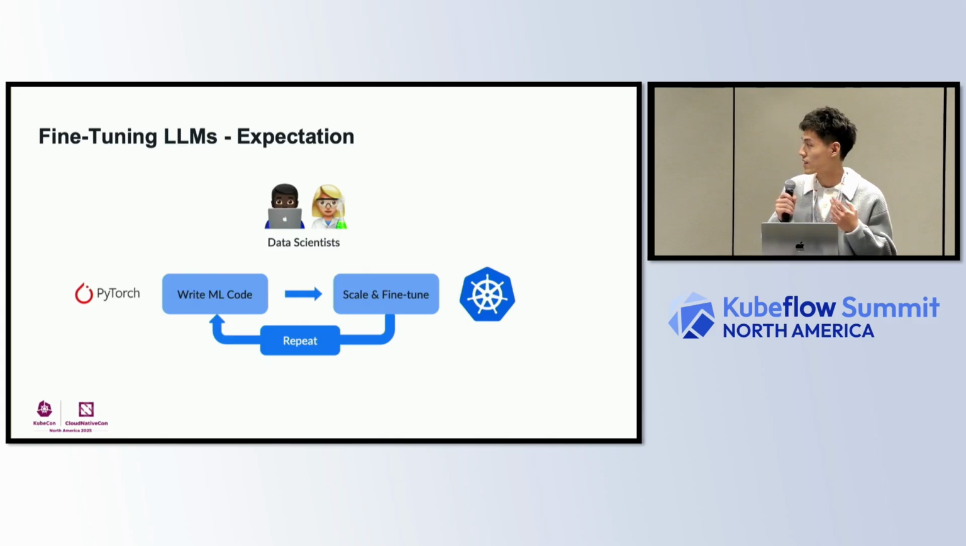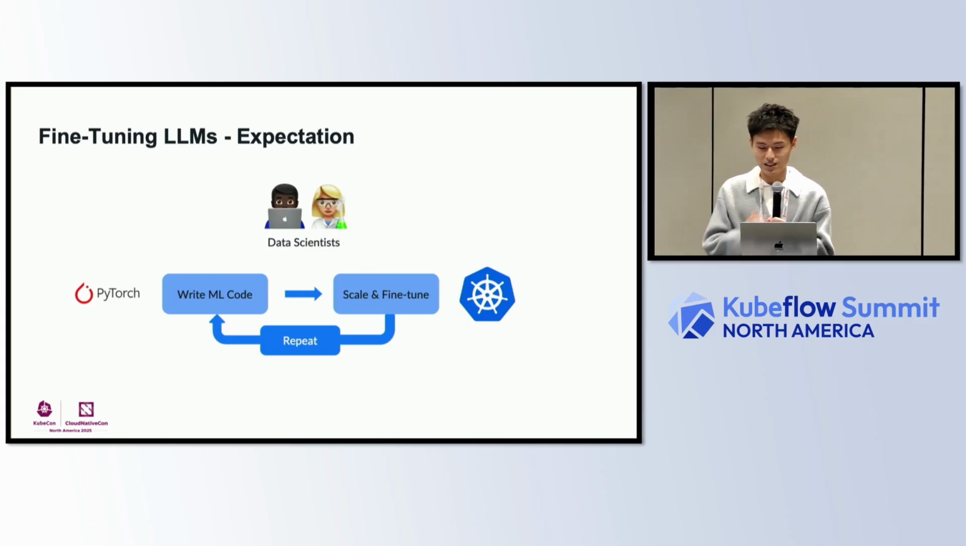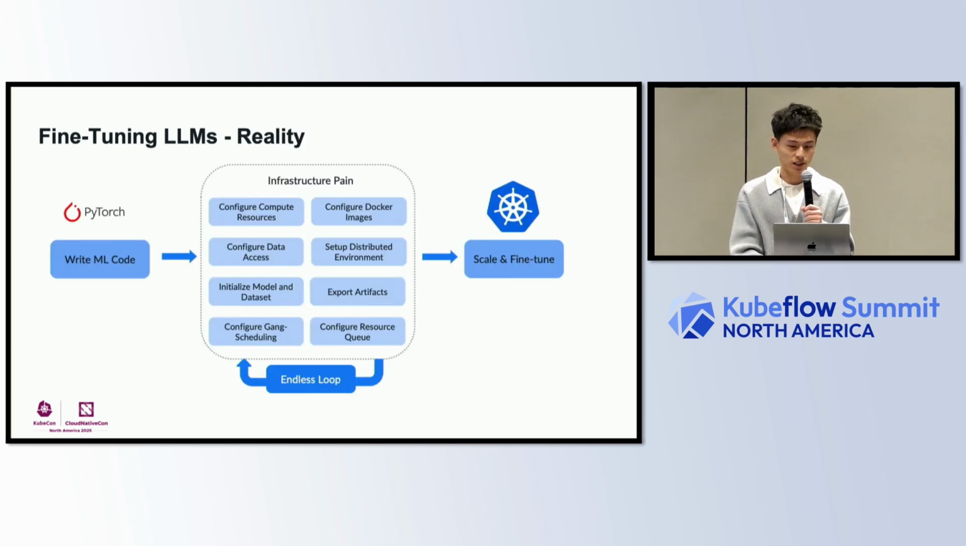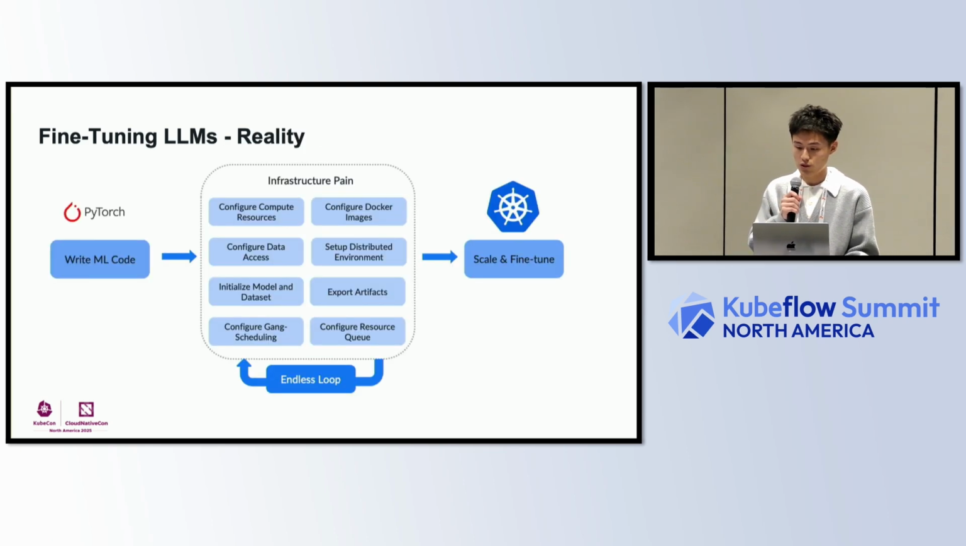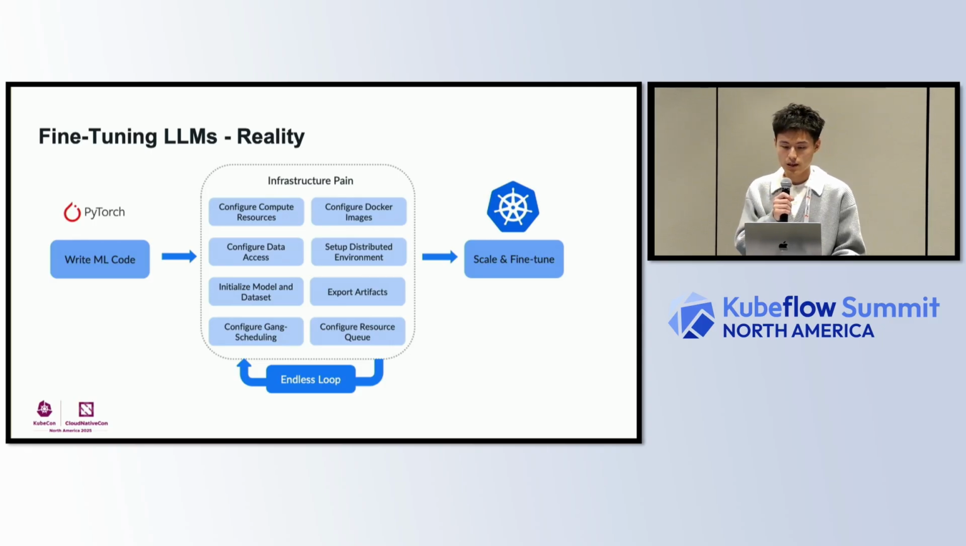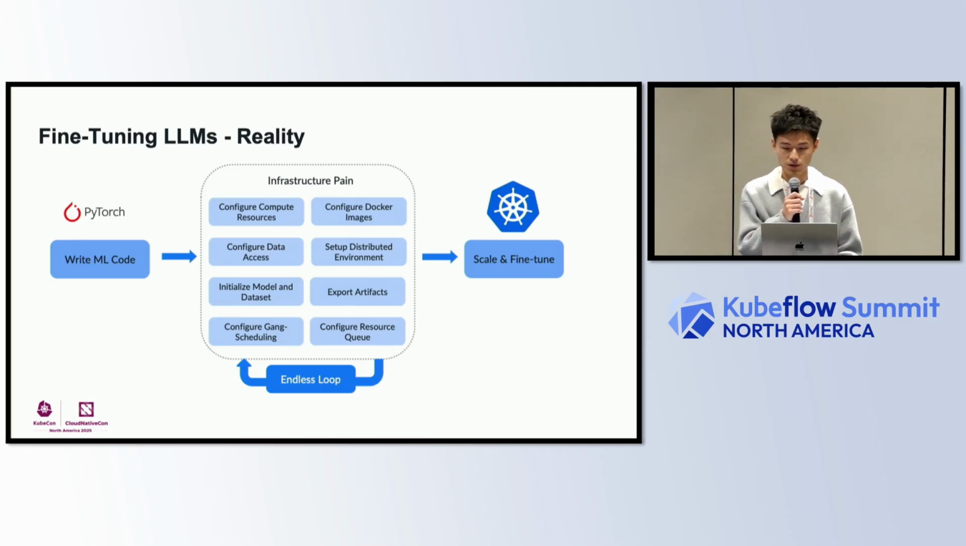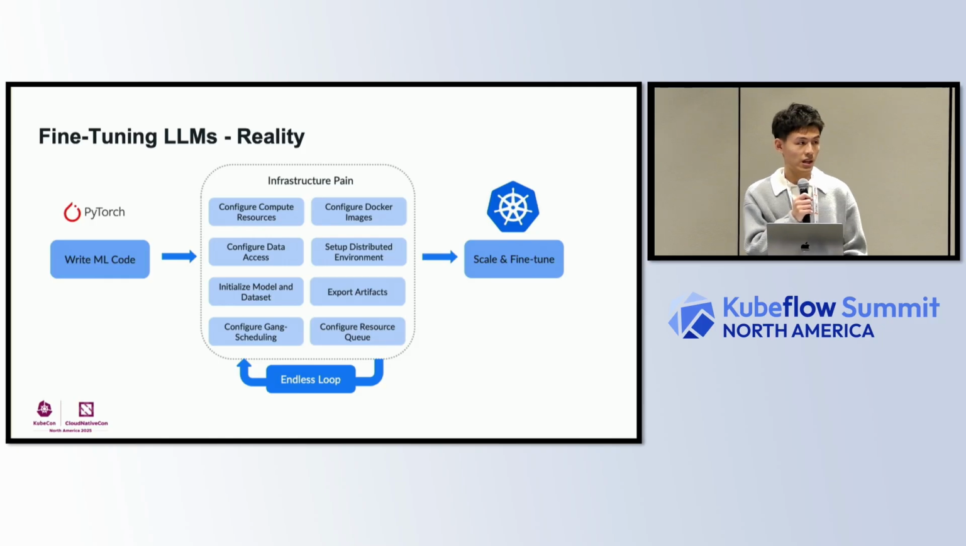Now, do you think that's all? No. The bad news is that there are more difficulties in practice. In order to fine-tune LLMs on Kubernetes, you need to configure various settings besides writing the ML code, like configuring Docker images, setting up the distributed environment, downloading models, and exporting artifacts.